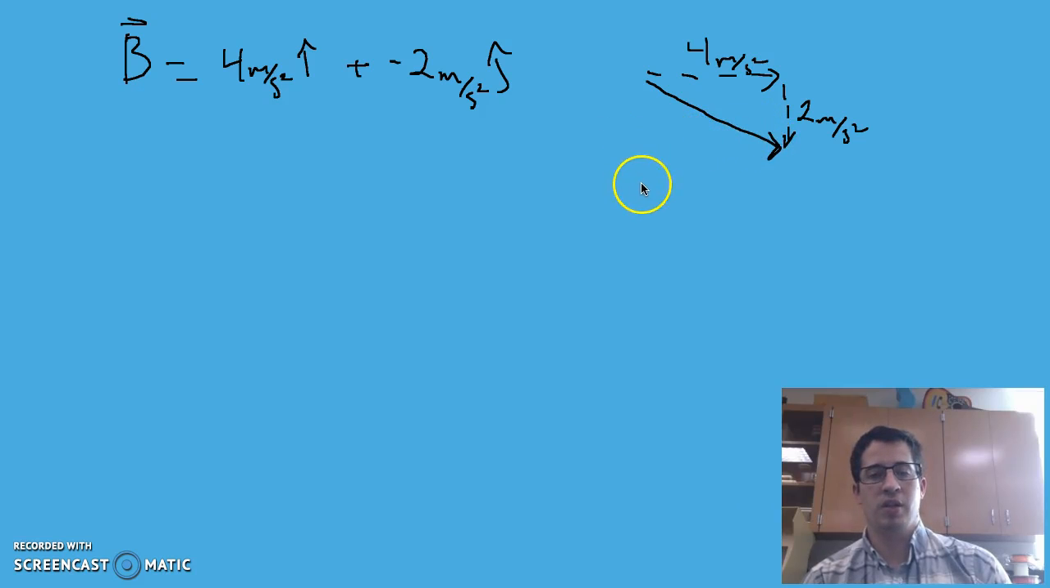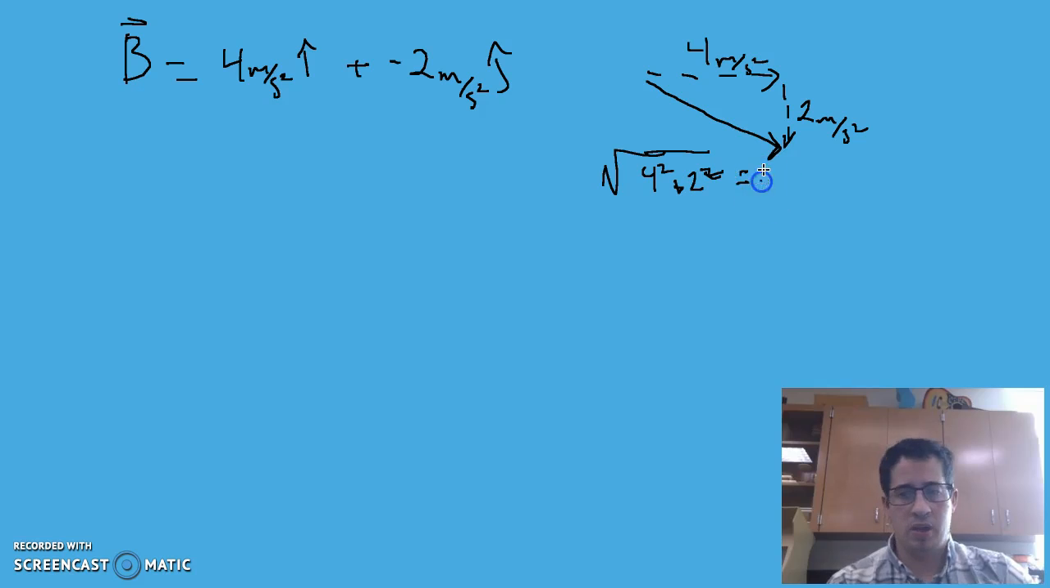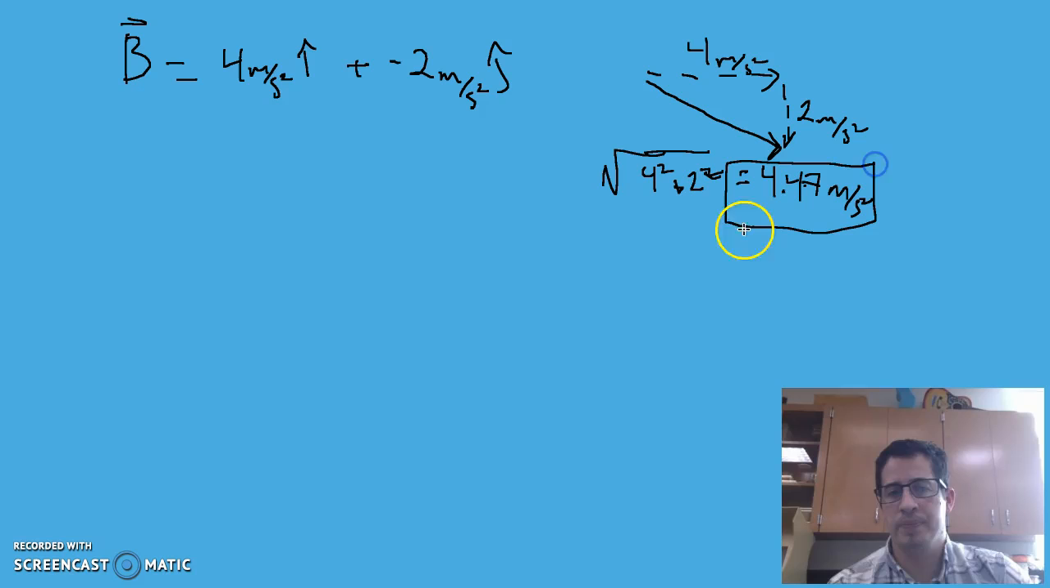Okay, and so the next thing we want to find is the magnitude of this. So how would you go about finding the magnitude of this, the length of this vector? Well, it's a right triangle, so we use the Pythagorean theorem. So the square root of 4 squared plus 2 squared is going to give us our result. So we punch this in and we get 4.47 meters per second squared as the magnitude of our acceleration vector.